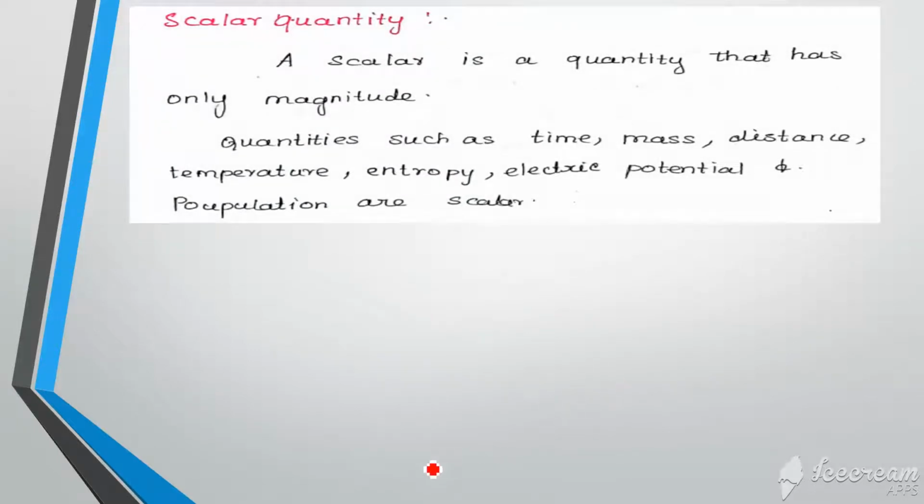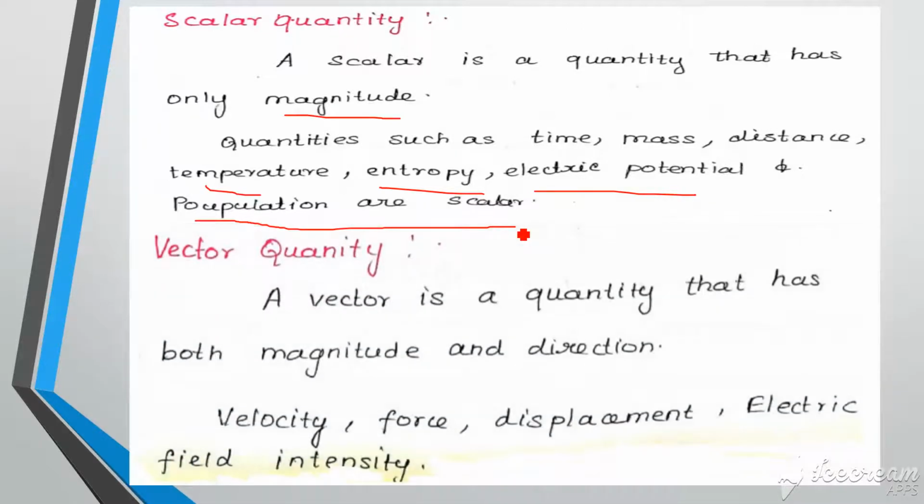Scalar quantity. We already know a scalar is a quantity which has only magnitude. Some examples are time, mass, distance, temperature, entropy, electric potential and population. All are examples of scalar quantities. Next is vector quantity. A vector is a quantity which has both magnitude and direction. Some examples of vector quantities are velocity, force, displacement and electric field intensity.